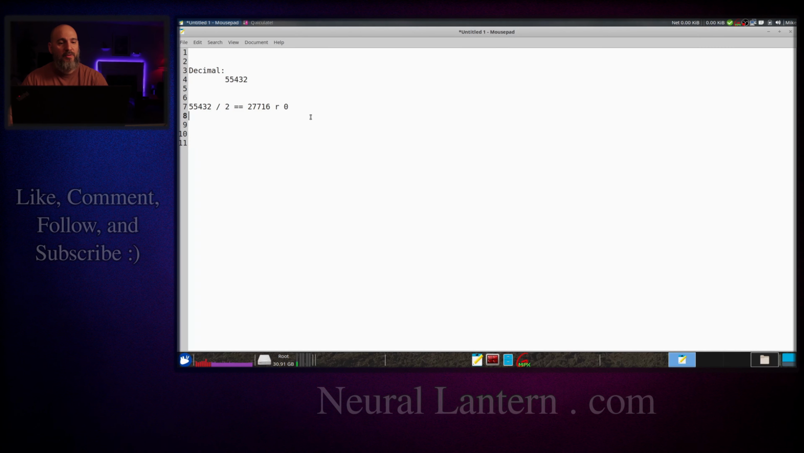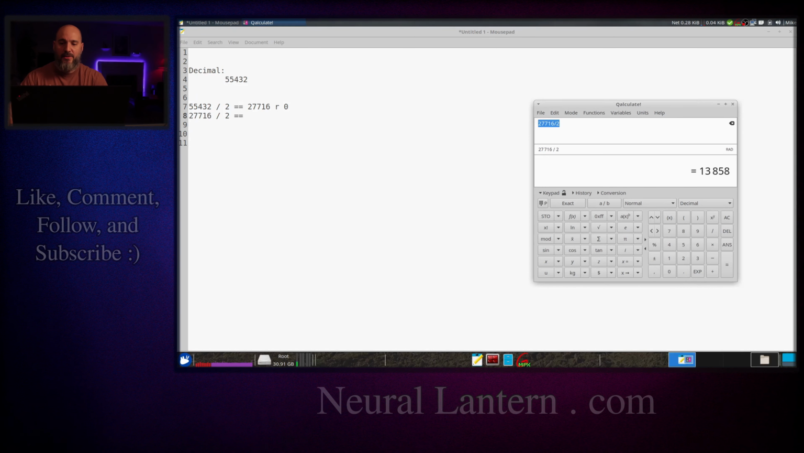All right, so we've done that. We now know that there is a 0 somewhere in our binary result, but because this result is pretty big, we're not done. We have to continue dividing. I'm going to copy that number to the next line and divide it by 2 again, and just repeat the process.